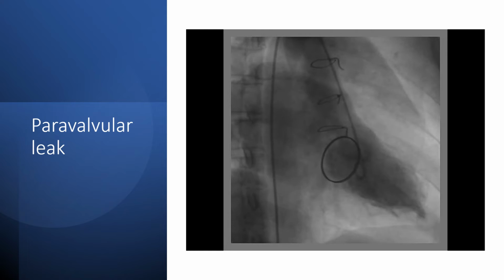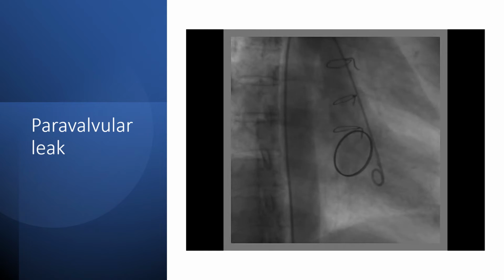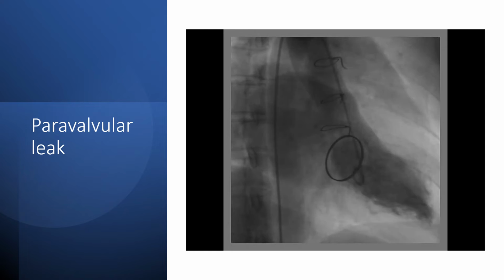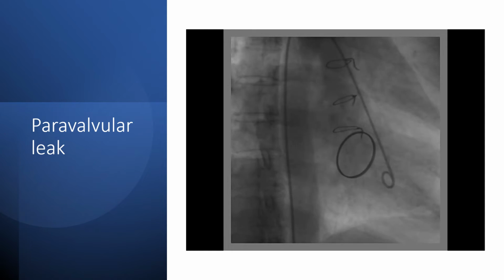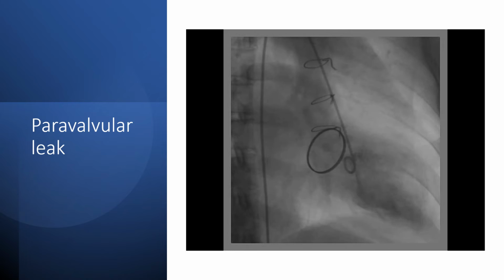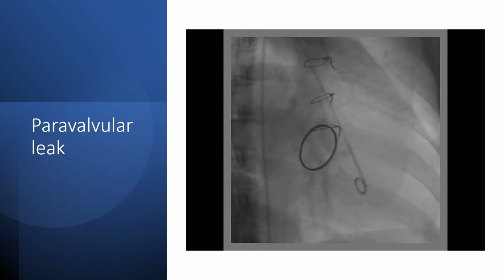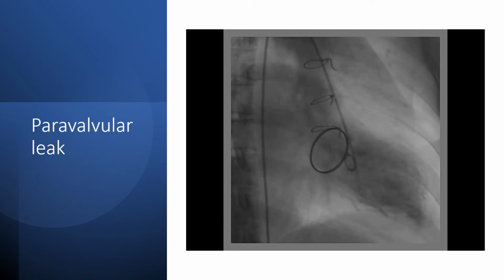LV angiogram can be used during closure of paravalvular leak, although TEE should suffice in such conditions. This example shows moderate to severe MR, although the assessment is hampered by the development of VT. This is another example in an RAO view where there is a paravalvular leak.